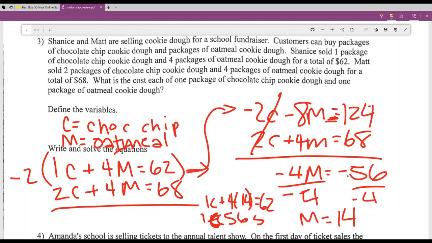Why is this not working? That is not what I want to do. There we go.